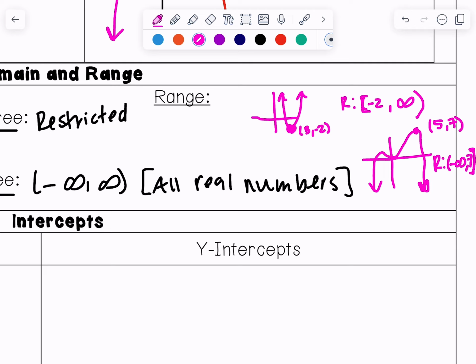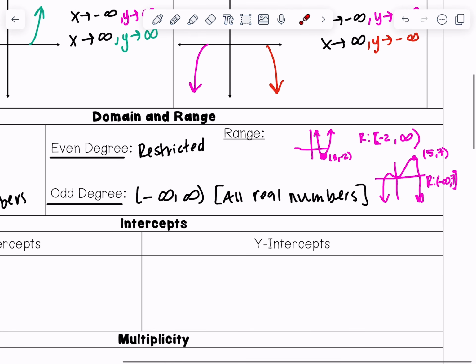So if it's an even degree, once again, because the end behaviors go in the same direction, there's always going to be either a highest point or a lowest point, which means that our domain will be, or sorry, our range here will be restricted.